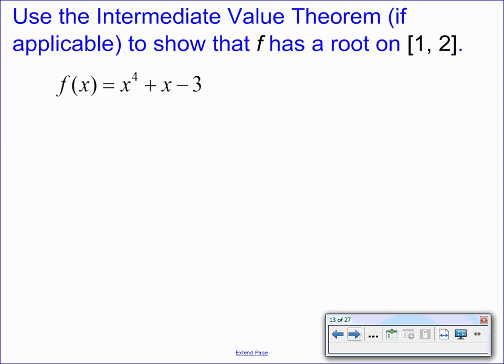All right, so let's go ahead and do one then. Use the intermediate value theorem, if applicable, to show that f has a root on the interval 1 to 2. So what do we need to do? First, we need to consider my endpoint y-coordinates and my original function. We need continuity, and we need our y-value of concern to be in between f at a and f at b. So we'll get my y-values. F at 1 equals 1 to the 4th plus 1 is 2 minus 3 is negative 1. F at 2 is my y-coordinate at the right endpoint: 2 to the 4th is 16, plus 2 is 18, minus 3 is 15. Is that what you guys are getting?